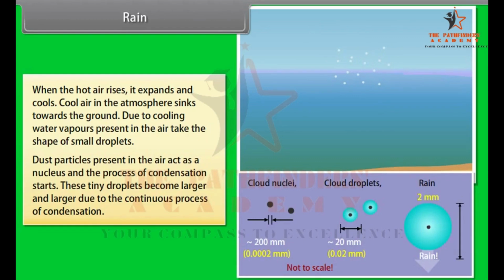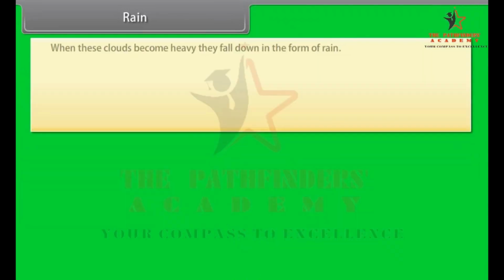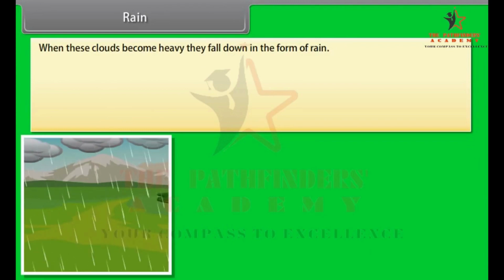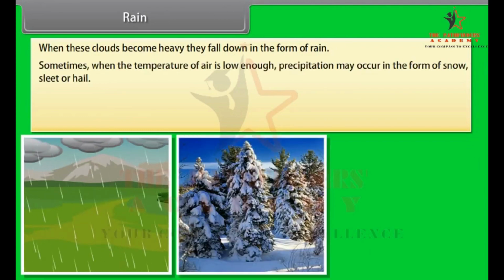These tiny droplets become larger and larger due to the continuous process of condensation. When these clouds become heavy, they fall down in the form of rain. Sometimes when the temperature of air is low enough, precipitation may occur in the form of snow, sleet or hail.